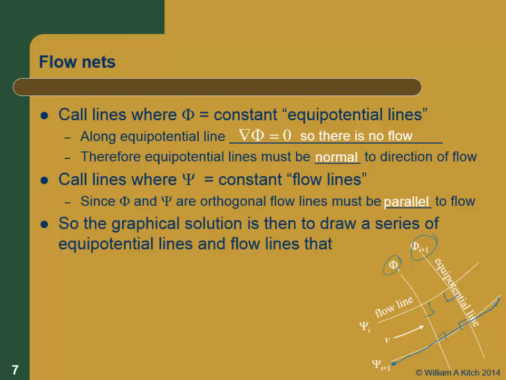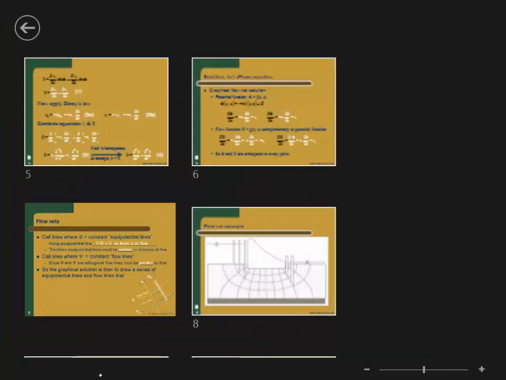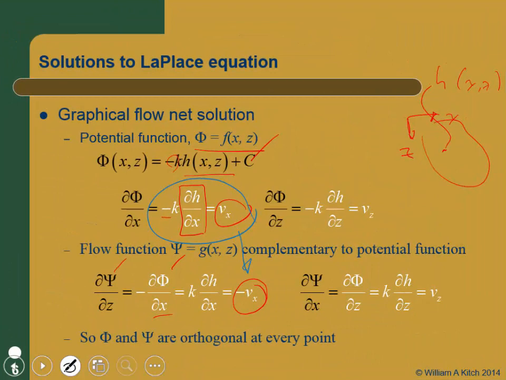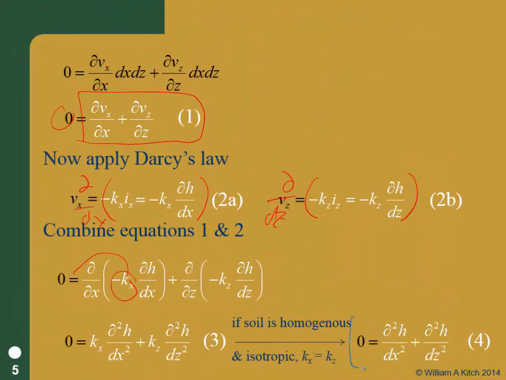So we can have a graphical solution to our flow net. All we have to do is draw a family of equipotential lines and a family of flow lines, and make sure that every place they intersect are 90-degree angles. That's the general solution to our differential equation. That's the general solution to this differential equation: a drawing that has a bunch of lines on it that intersect at 90 degrees.